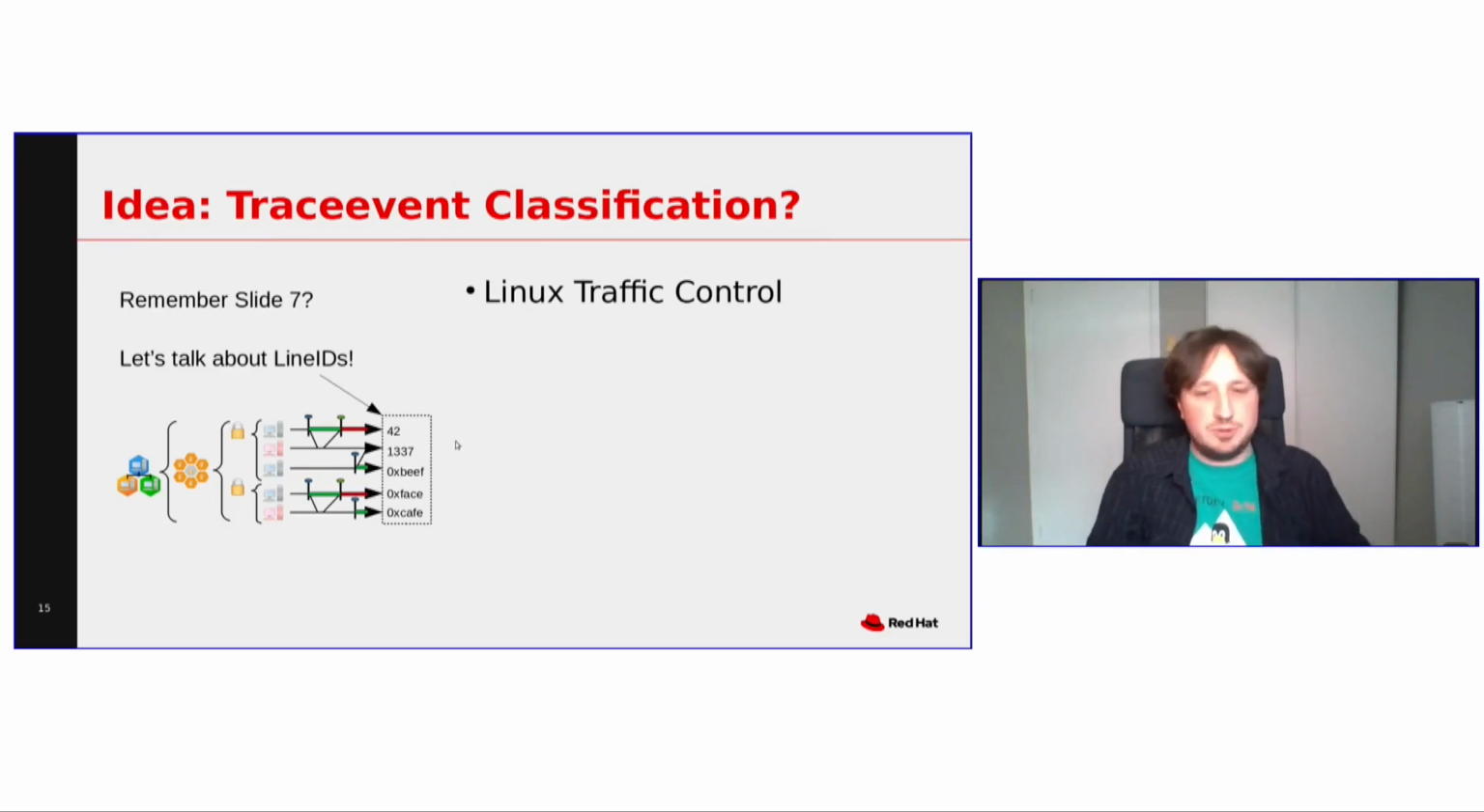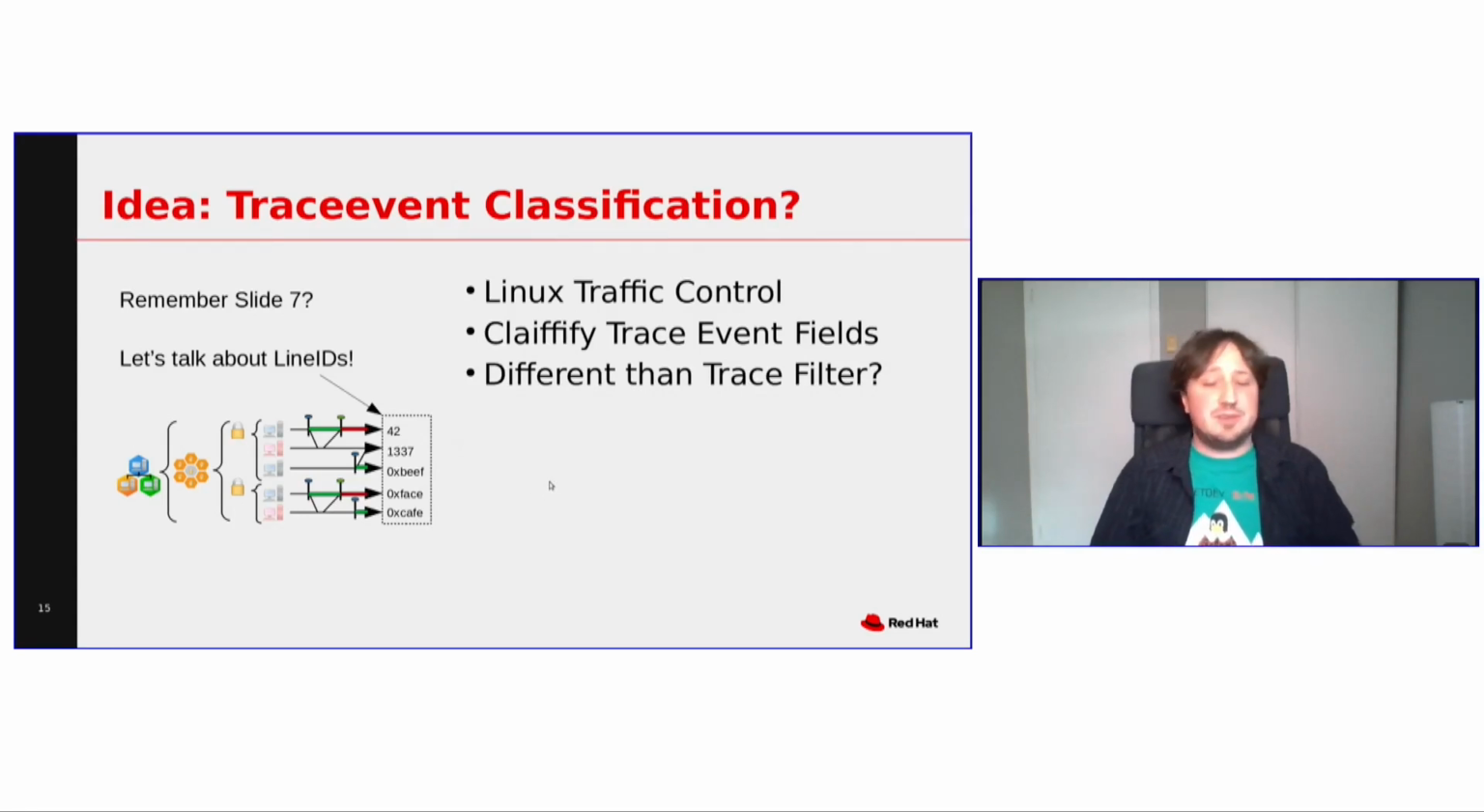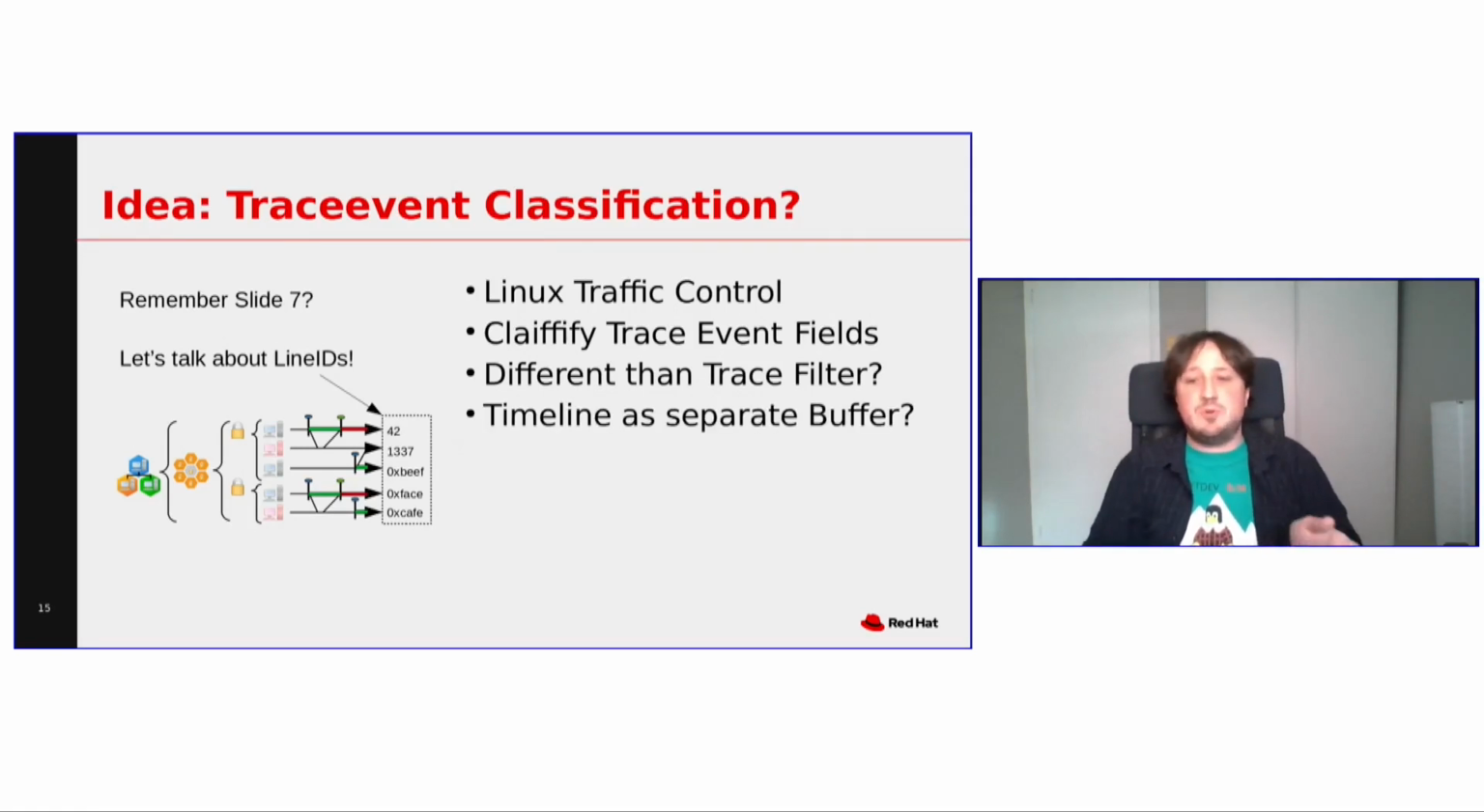Another action is simply drop. You can build firewalls with it. And yes, I need to classify trace event fields, and I'm currently doing that on the application layer. My current question is whether it is different from trace filter. If I can run different trace filters at the same time, and it gives me a separate buffer per filter, then it's something like classification. But what I'm currently doing is: here are the DLM functions, please record them for me, and I make the classification in my application.